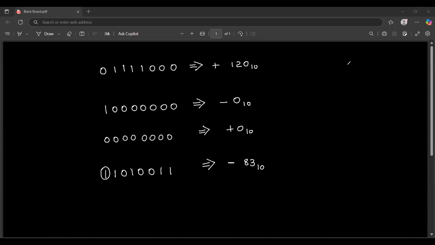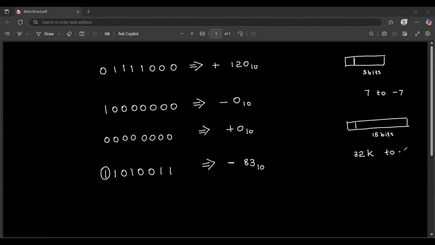You can try the same thing with 4-bit representation. In 4-bit representation, the first bit will be sign as usual. We will have 3 bits for the magnitude, which means it will range from 7 to negative 7. And in 16-bit representation, the first bit will be for sign and the other 15 bits will be for representing the magnitude. So that means 2 to the power 15, which is I think 32,000 something, 32K. Positive 32K to negative 32K. I'm not exactly right here, I haven't written down the exact values, I'm just giving you ideas.